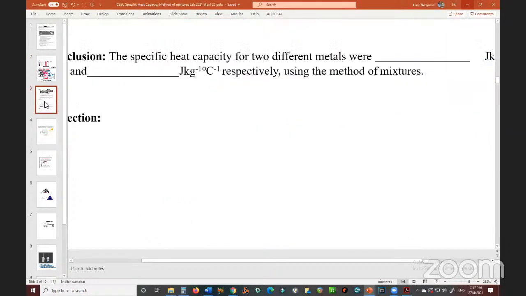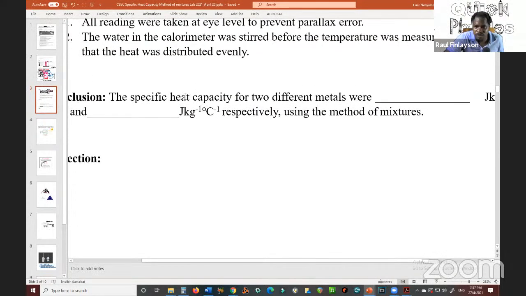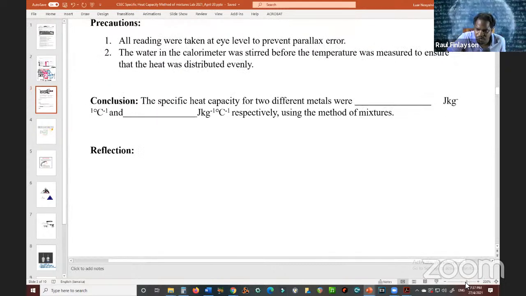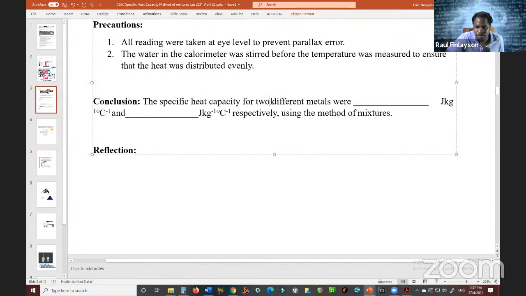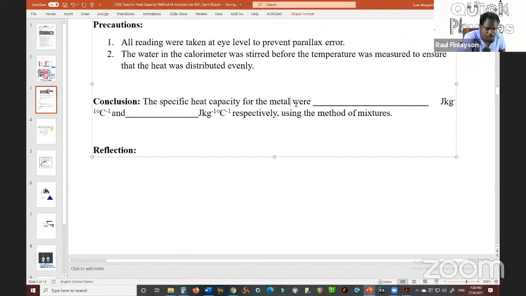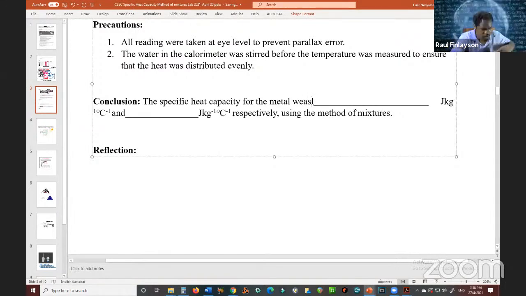All right, so let's go and look at that. Well, specific heat capacity of two different metals. We didn't do two metals. We're just going to do one here. So we could just simply say for the metal, that your conclusion, I'll read that. And then of course we'll change to was. Let's remove that E. And of course the units is there. Joules per kilogram per Kelvin.